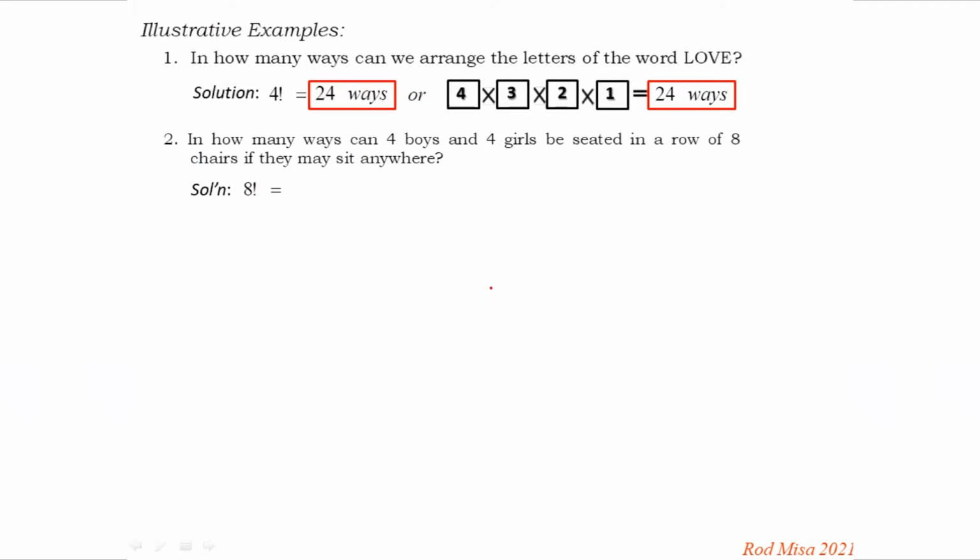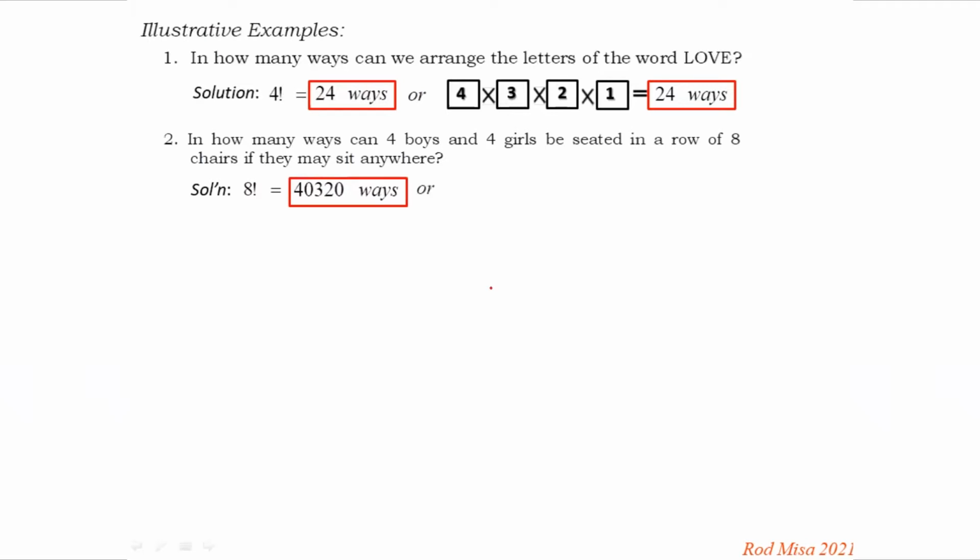And we know that 8 factorial is the product from 1 to 8. And the answer is 40,320 ways. In other words, there are 40,320 ways we can arrange these 8 students in a row of 8 chairs.